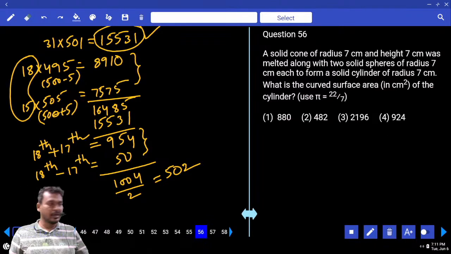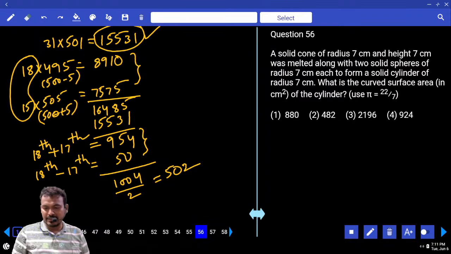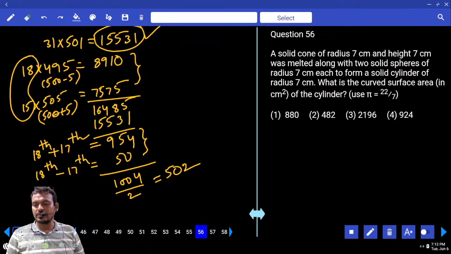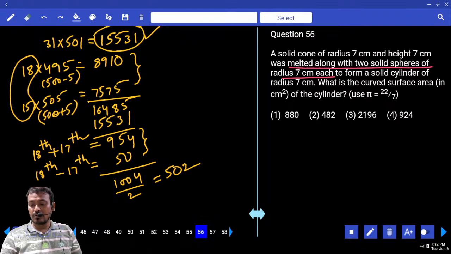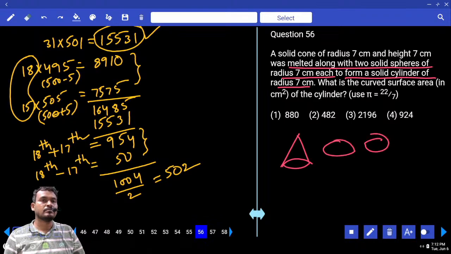Next, question number 56. A solid cone of radius 7 centimeters and height 7 centimeters was melted along with two solid spheres of radius 7 centimeters each to form a solid cylinder of radius 7 centimeters. Means one is a cone and the other two diagrams are spheres. These three are melted to form which one? Cylindrical shape.